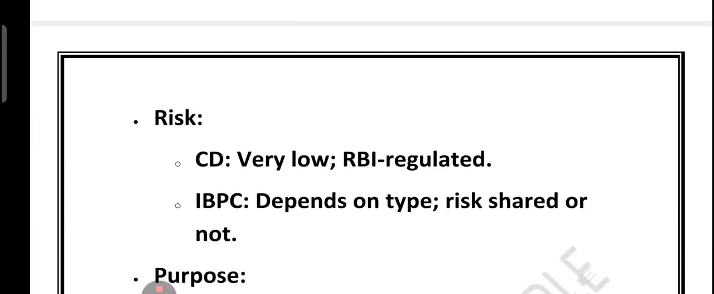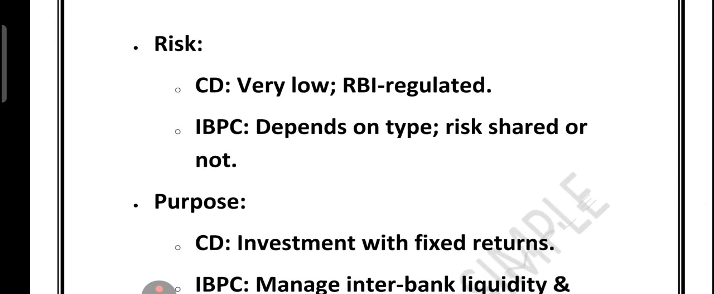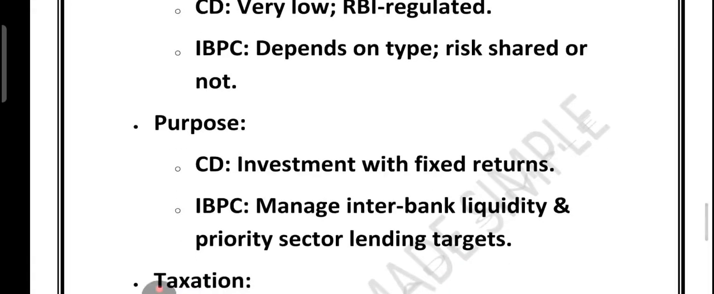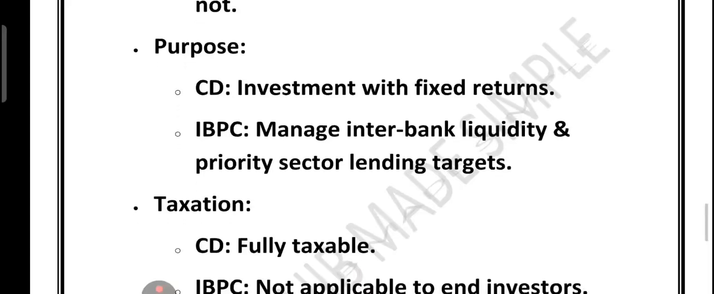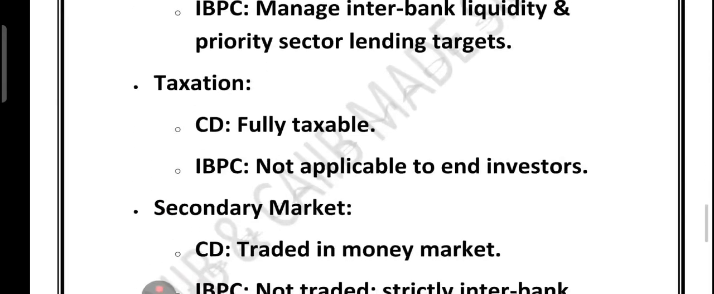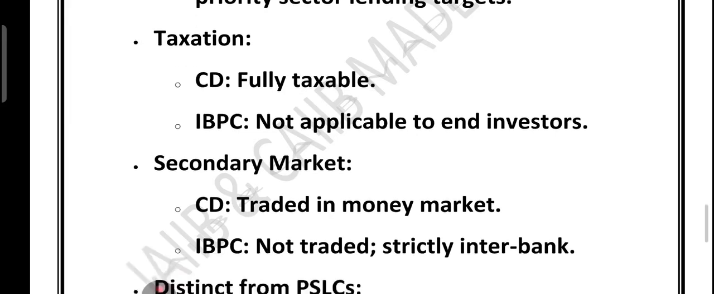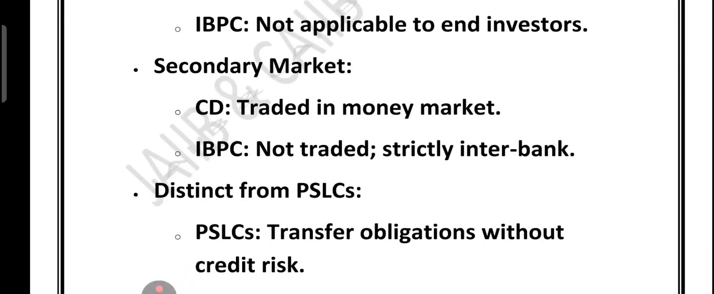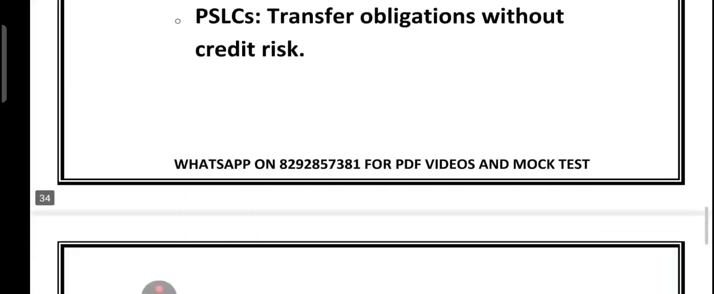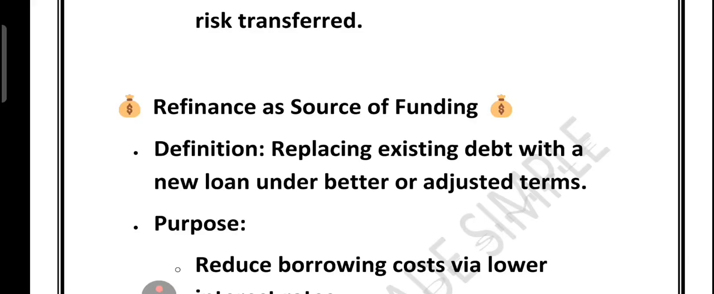If we talk about the risk, so remember, CD risk is very low. They are regulated by the RBI, while IBPC risk depends on the type, which may be shared risk or non-shared risk. So remember, IBPC carry credit or interest risk, but CDs are quite safe. If you look at the purpose, so CD is investment with fixed return, and IBPCs help banks manage liquidity and priority sector lending target. Taxation, CDs are fully taxable as per the income tax law, while for IBPC taxation is not applicable to the end investor. Secondary market, CDs can be traded in the money market, while IBPCs are not traded, strictly interbank. Right, so that is the point. And one chart they have given you for your understanding purpose.